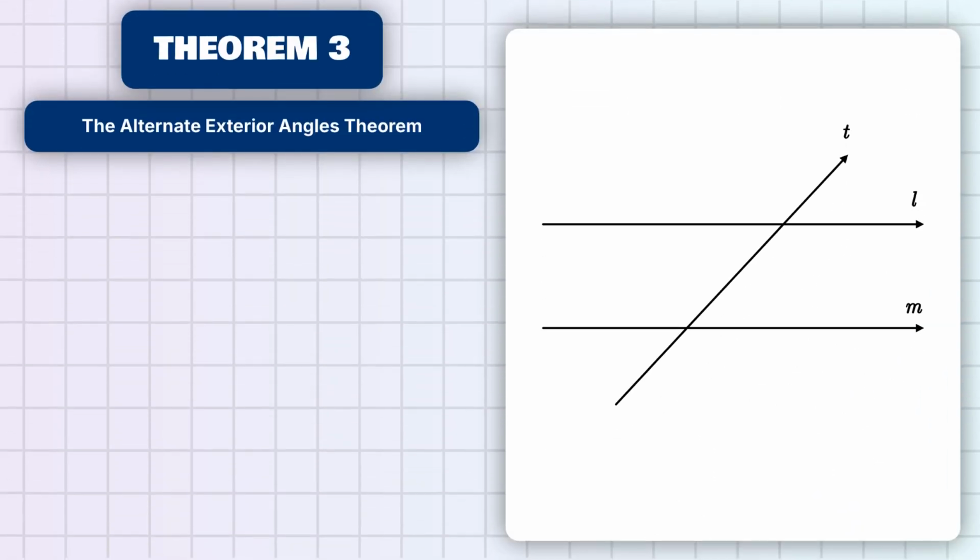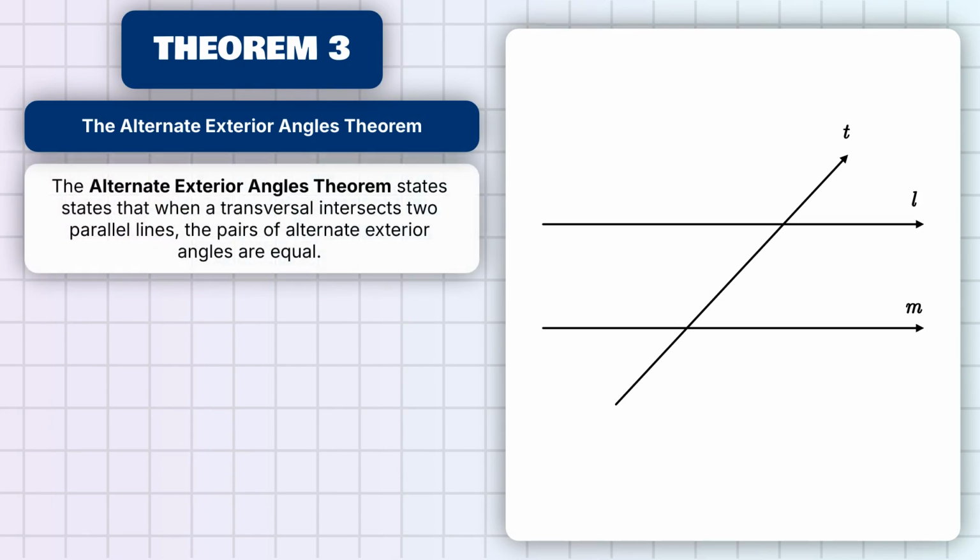We'll now move on to the alternate exterior angles theorem. This tells us that when a transversal intersects two parallel lines, the pairs of alternate exterior angles are equal. Let's return to our diagram consisting of parallel lines L and M and the transversal line T.